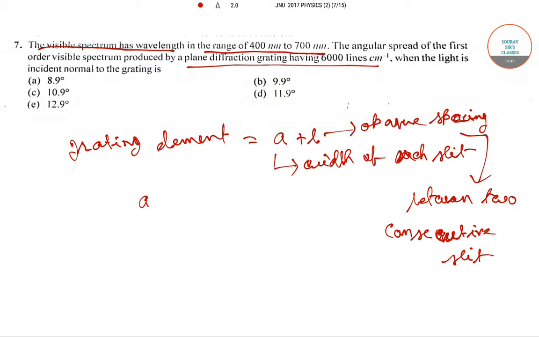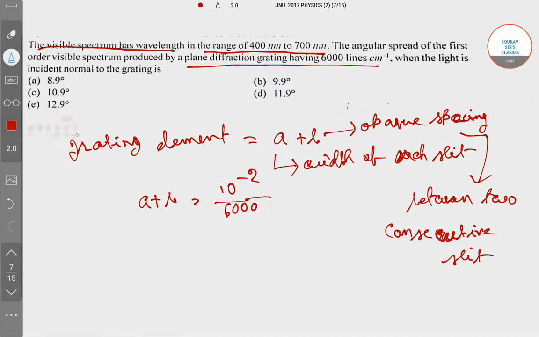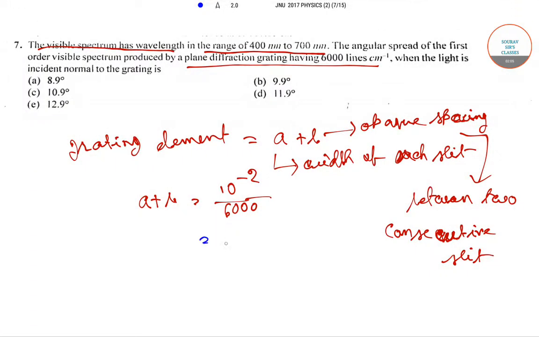So this A plus B is written as the number of lines per centimeter. So we can write it as 1 meter divided by 6000 lines, which can be written as 1 by 6 into 10 to the power minus 5 meter. This is in meter.